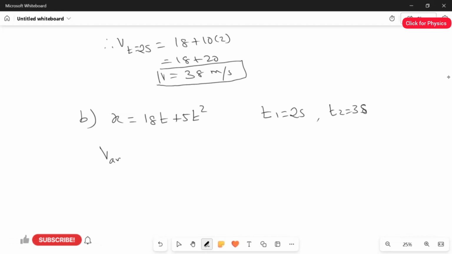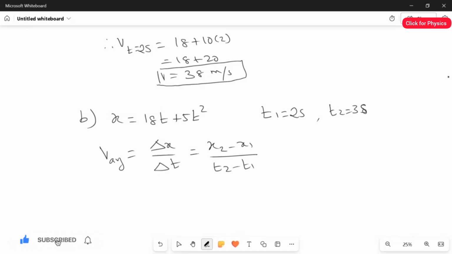That means we are going to find v average, and as we already studied, the average velocity formula is given by the rule delta x divided by delta t. That means if you expand this, x2 minus x1 over t2 minus t1. Now t1 and t2 are already given, but we have to find the value of x1 and the value of x2. For that, I take the time t1 and substitute it here, and you will get x1. Likewise, you substitute t equal to 3 seconds in this equation, and you will get x2.